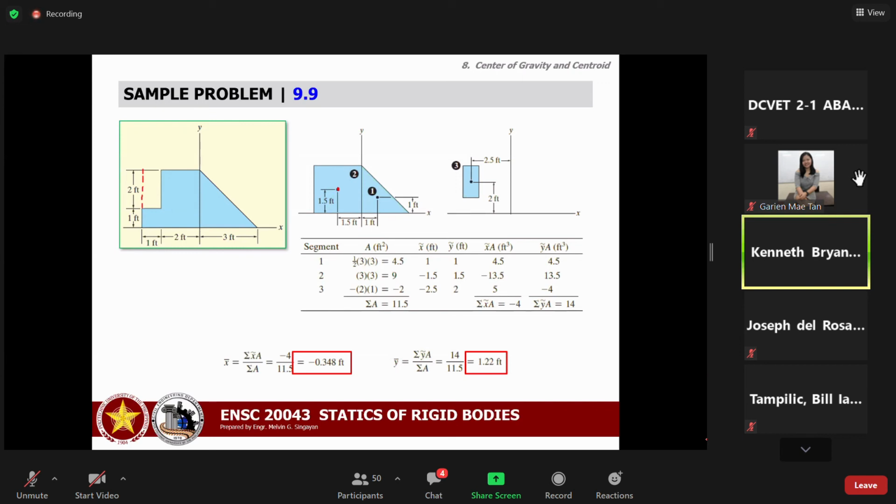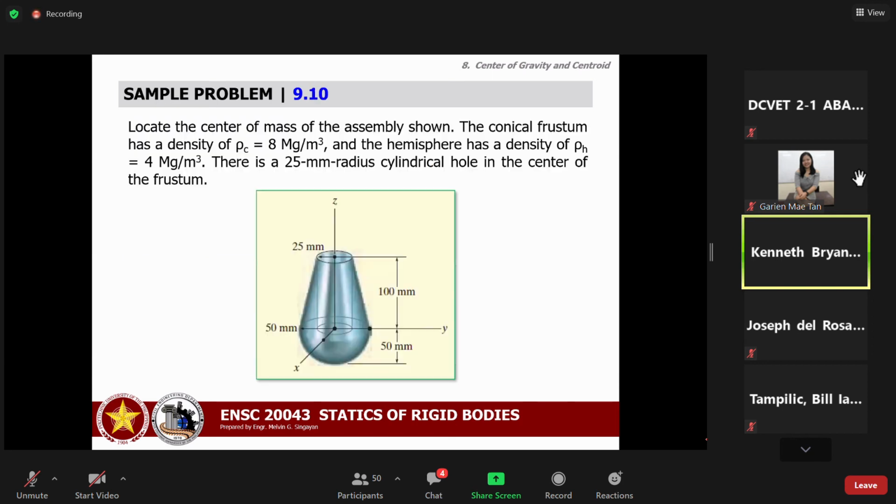Okay? So, mukhang wala na 'ng question. So, let's proceed to the next example.